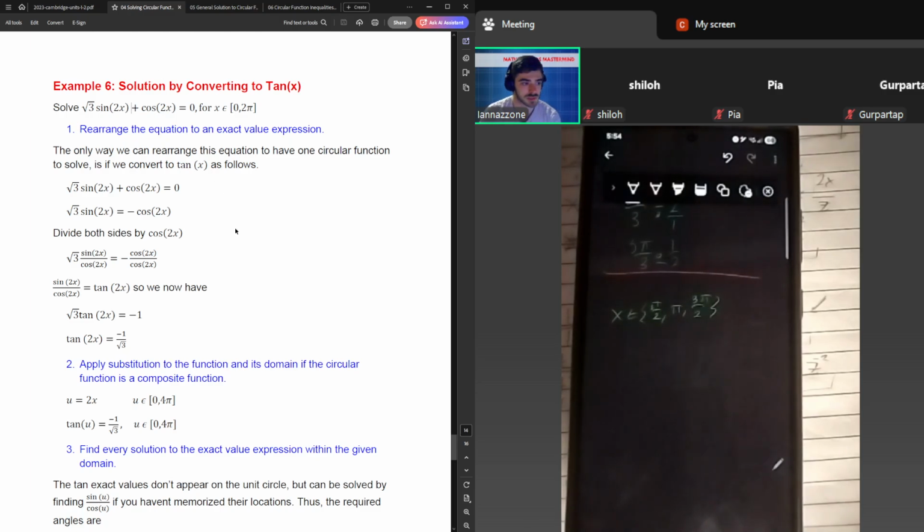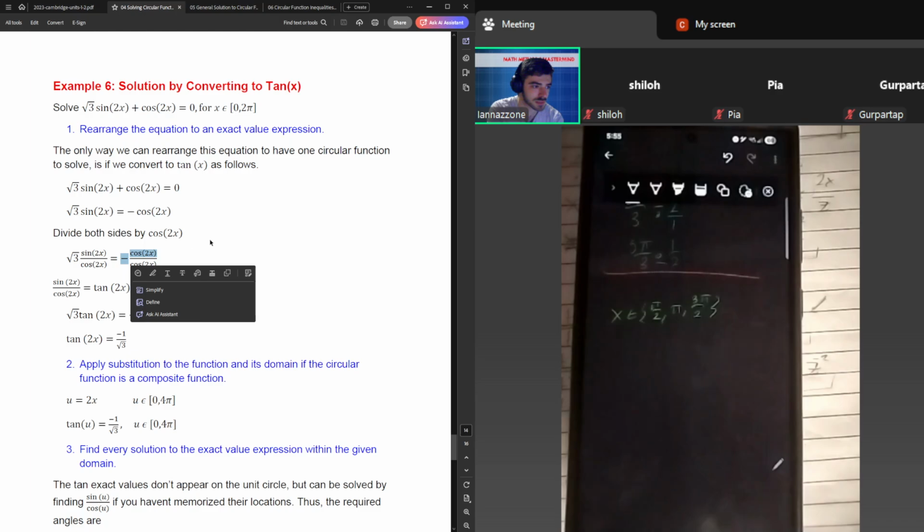But the reason why dividing by cosine is important is because sine divided by cos is tan. By definition, that's what the ratio is. And so, sure, we do a bit of rearranging first, but if I divide both sides by cosine, I get sine over cos, which is tan, and I get cos over cos, which is just 1.